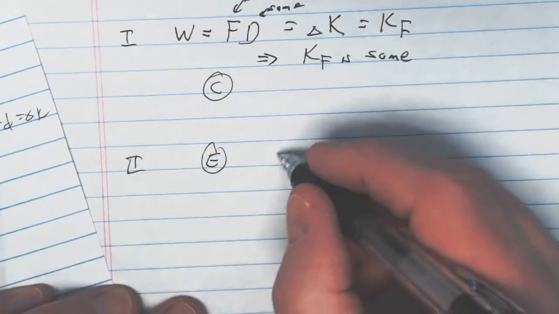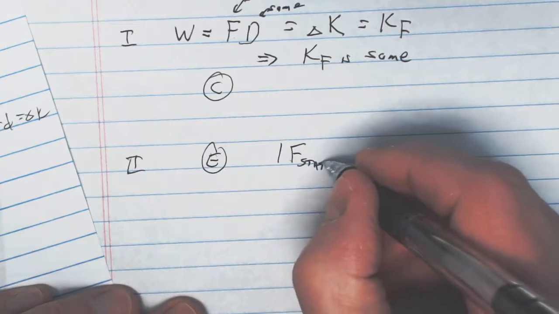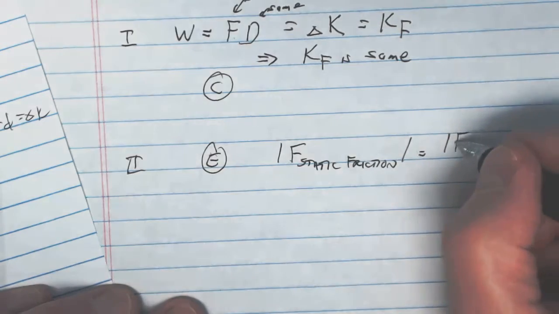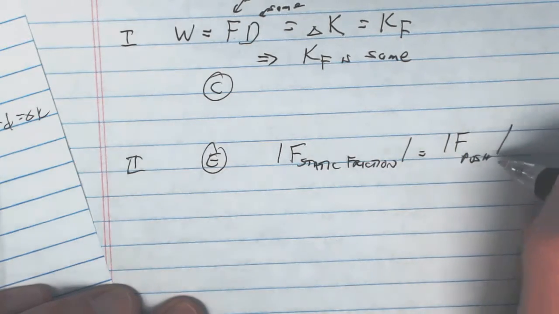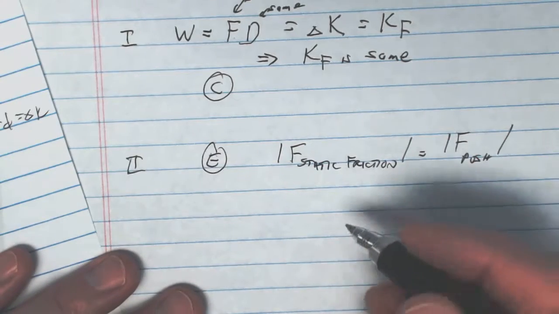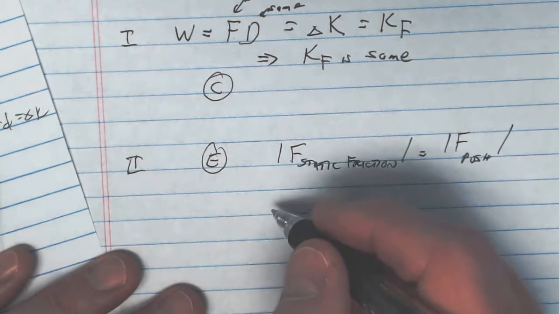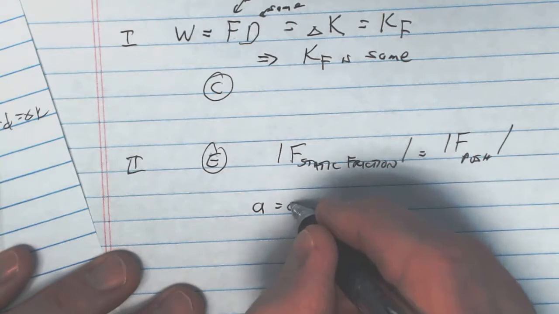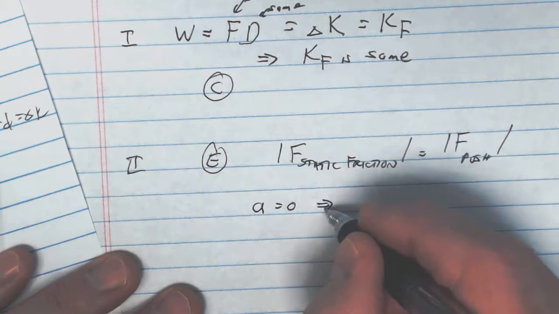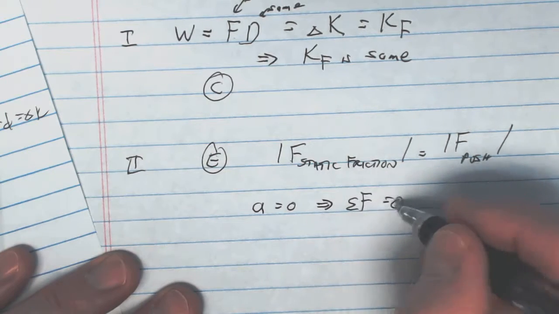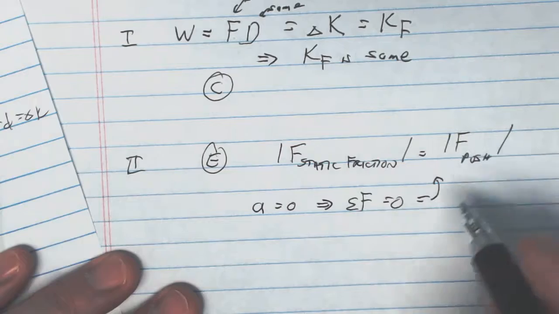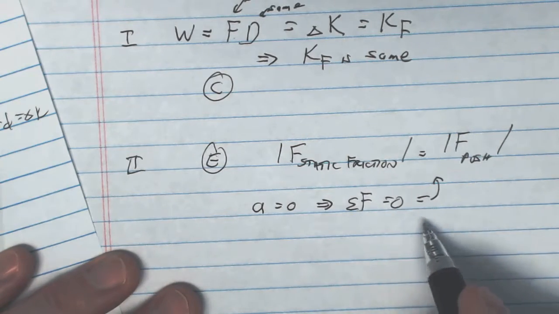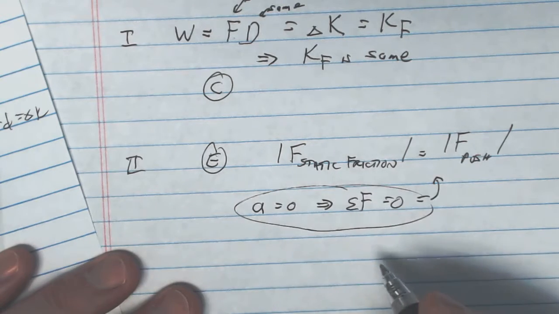E says the magnitude of the force of static friction equals the magnitude of the pushing force. And of course, there's one point for the analysis of this, or the explanation, and the proper explanation relies on the phrase does not move, which means that a equals 0, the acceleration is 0, which tells you that the sum of forces equals 0, which implies this. There are two forces in the x direction, so these must be equal in magnitude, and of course opposite in direction. So this is the reasoning I was looking for.